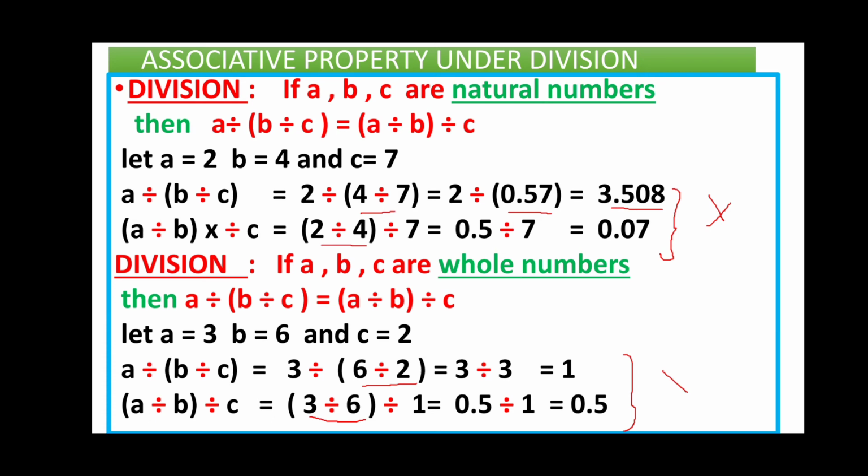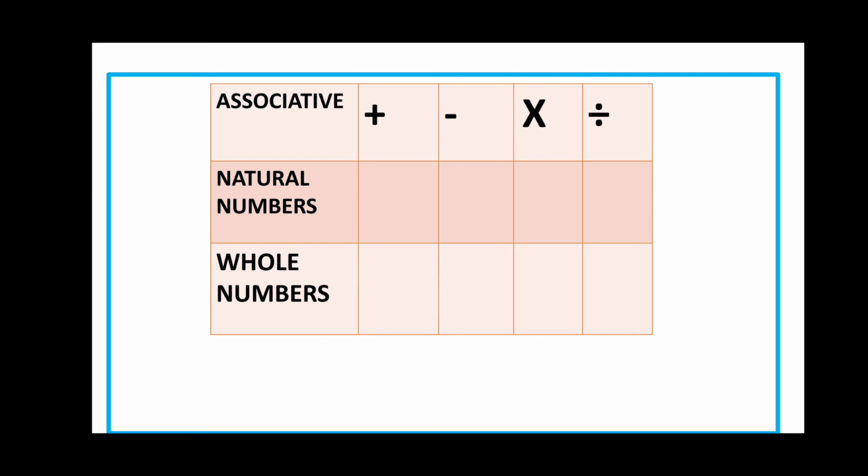So, it doesn't satisfy the condition. Associative property under division of both natural numbers and whole numbers is not satisfied. Now, let us check in this table so that it will be easy for you to identify the associative property of natural numbers and whole numbers.